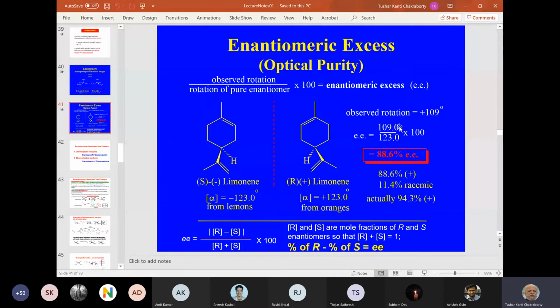Once you write a specific rotation, it has been normalized by dividing by the concentration and so on. When we report, we normally write the concentration, because it varies with concentration, and with a lower concentration you can have a lower rotation. But this one is not observed rotation. What I have written here should be the measured specific rotation, and this is the pure enantiomer at 123, and so we say 88.6. Okay. Thank you, sir.